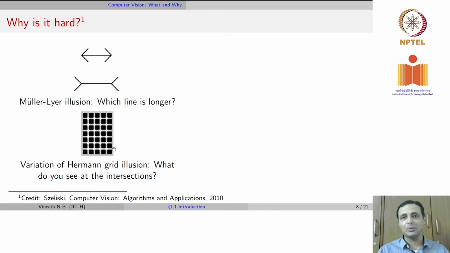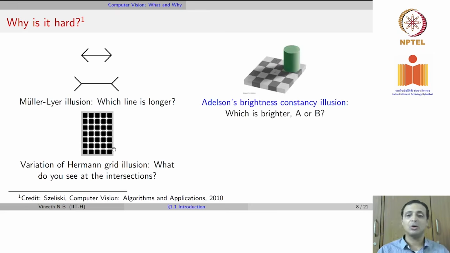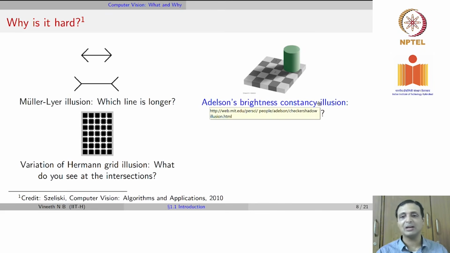So in fact, some argue whether this is an illusion or a hallucination, but it still proves the point that human vision is hard to understand and how we perceive things is still hard to understand. Another popular example is called the Adelson's brightness constancy illusion. So there's again a link. Please do take a look at that link later on.